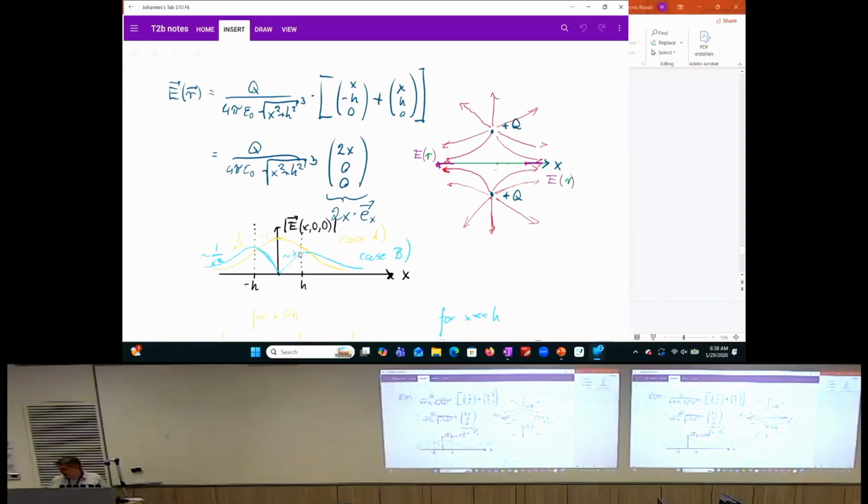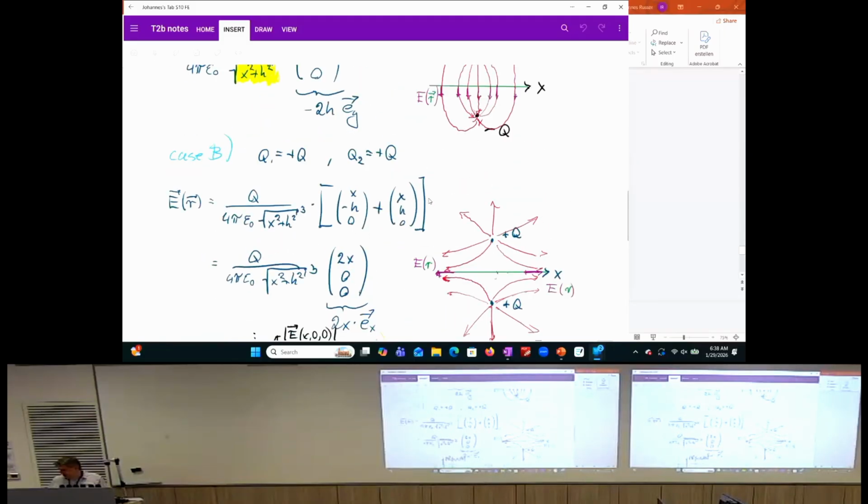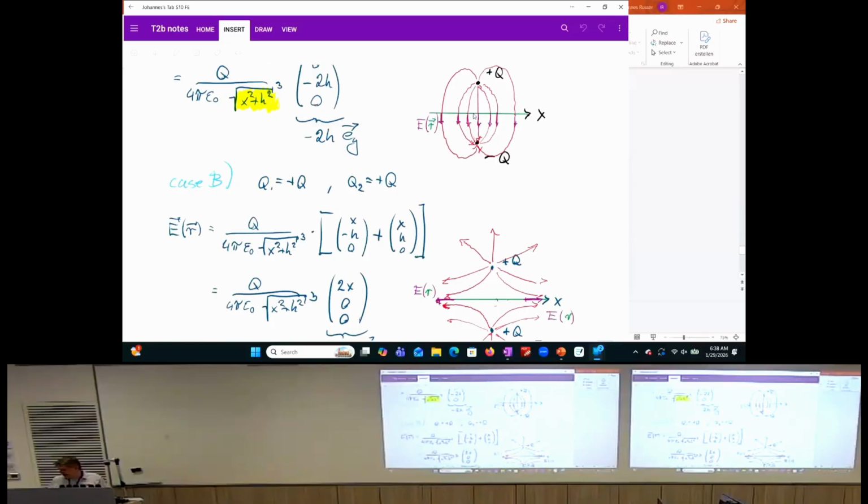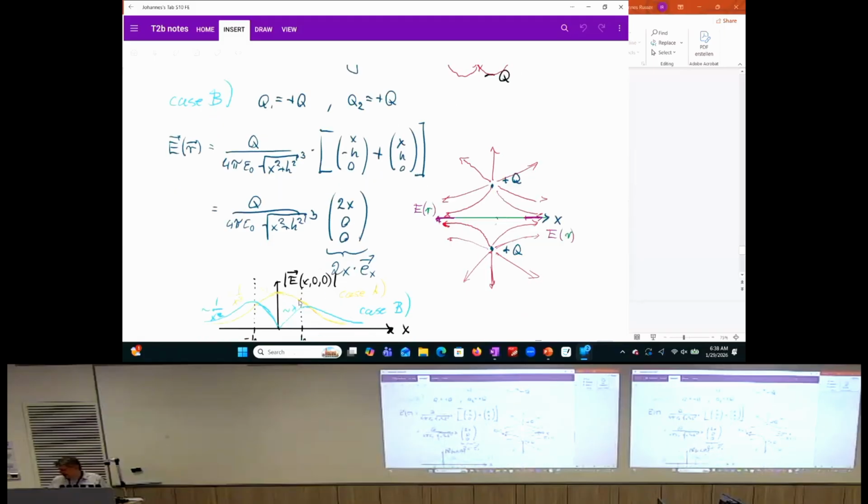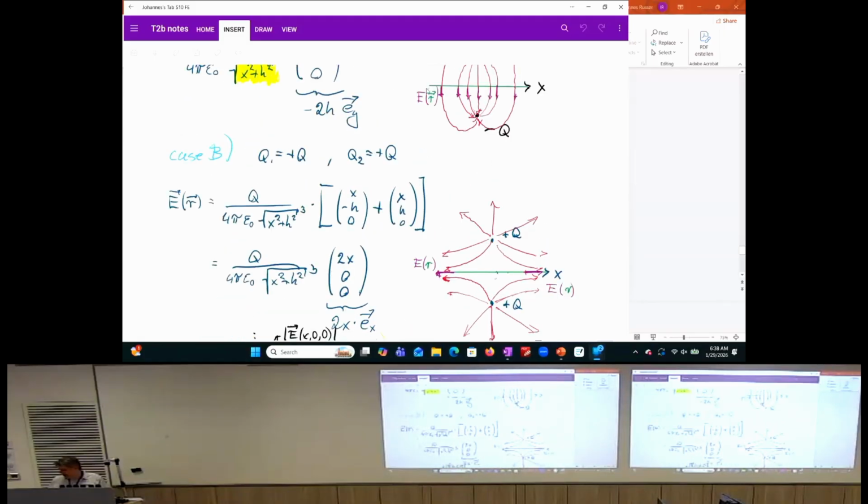In the scenario of the dislike charges, the field along the x-axis has only a contribution from the y component. So all that enters into the magnitude is only the y component. And you see that matches here: the electric field is strongest at the center where x is equal to 0, and then it is slowly decaying. This is the sketch of the distribution of the electric field in y direction along the x-axis, only a y component.